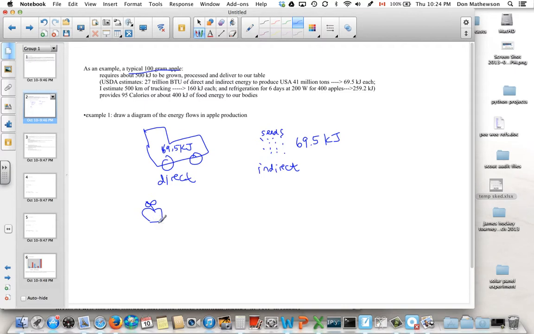Then, of course, once you have farmed your apples, you've got to ship them. There's a picture of an apple. And so let's put it on a truck. There's a big truck. Okay. And then we transport that. And I estimate with about 500 kilometers of trucking, then that is going to be about 160 kilojoules to transport that apple to us, and relatively large compared with the direct and indirect.